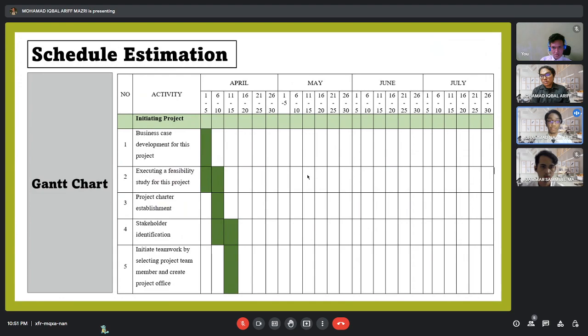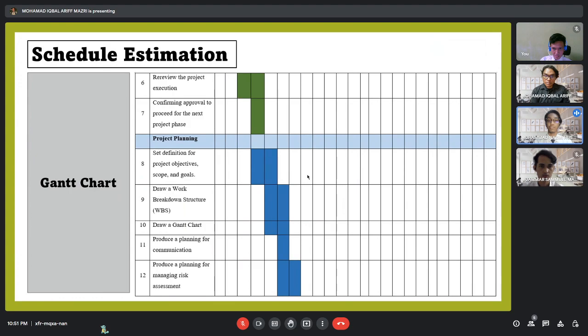So as you can see from the Gantt chart, the first 5 days we are going to understand our business case development for this project, and then we continue to execute a feasibility study for this project. And the next one, we are going to look at the project charter establishment, stakeholder identification, and then we are going to initiate teamwork by selecting project team members and creating the project office.